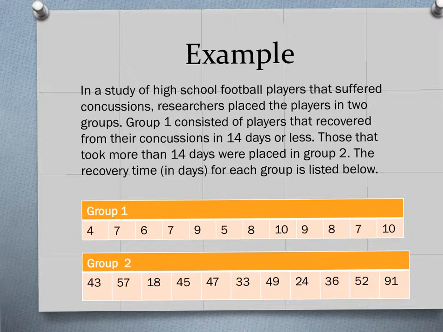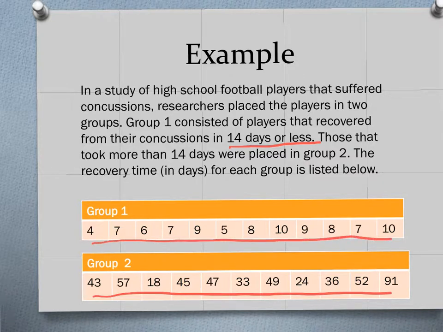So if you look at this example, we can already see that in Group 1, there's going to be less variation because you had to recover from the concussion in 14 days or less. And in Group 2, it was more than 14 days. You notice here, look how big some of these values are in Group 2. And in Group 1, you're pretty much very consistent with your values. So the variation in Group 1 is going to be a lot smaller than the variation in Group 2. Now, we're going to calculate the average deviation from the mean.